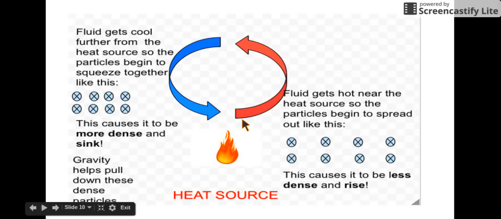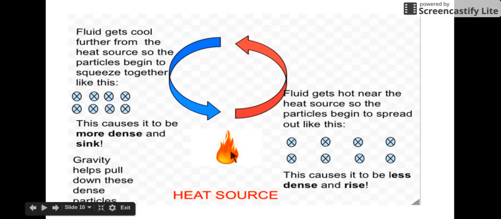Now, I've been sitting here talking about density, and I think it's nice to have a little more of a visual of that. And so here you can see that I have these particles, and these just represent the liquid particles inside of the fluid that is sinking back to the heat source. So this fluid got cool, remember, because it got farther away from the heat source. So the particles became more dense. They squeezed closer together. And again, when you're more dense, you will sink. And of course, gravity helps pull these dense particles down.